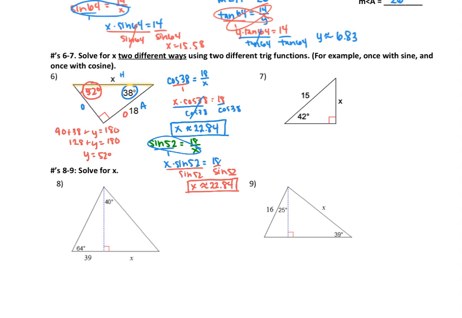Okay, looking at number 7, using the information that we're given, 42 is my reference angle, 15 is my hypotenuse, x is my opposite side, so that's O and H, which means we're going to use sine, and then cross multiply. So 15 times sine of 42, we get 10.03 or 10.04.